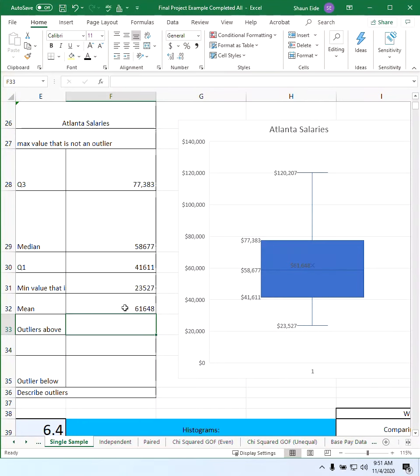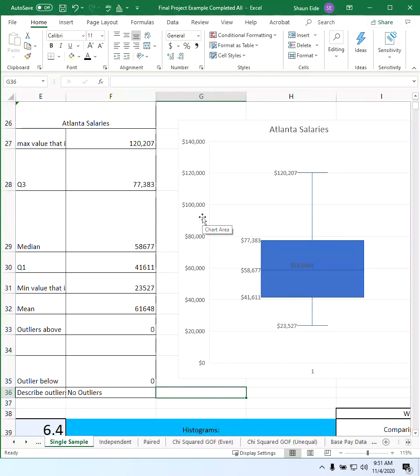And really, I'm just asking you to tell me, oh, there's supposed to be one more in here. Oh, that's where it is. Max value that is not an outlier, okay, that's going to be 120,207. And so how many outliers are there above? 0 outliers above, outliers below, 0 outliers below, and describe outliers, no outliers.